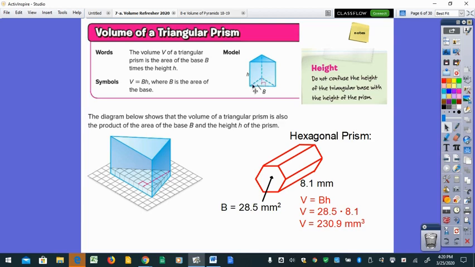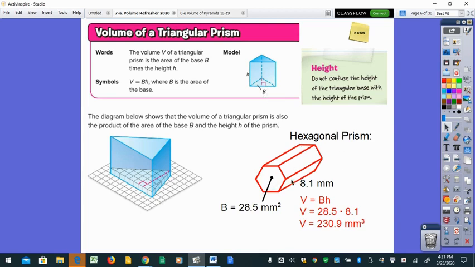Now, when you have a triangle, you're going to have to take the base of the triangle, the height of the triangle, so base times height, and take 1/2. So remember that the area of a triangle is half the base times the height of the triangle. Once you get that single area of the triangle, you're going to have to multiply it by how tall the prism is. So it's the base area times the height. We're going to do one of those in just a second.